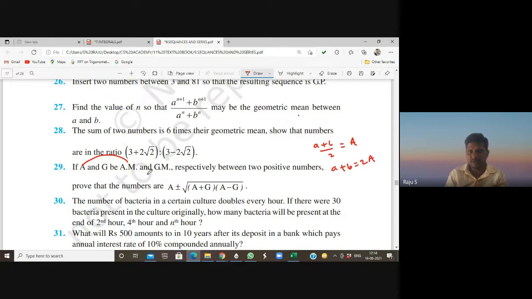And GM, G is equal to the square root of AB. So G square is equal to AB. Okay, we got one equation, A plus B. We don't know A minus B.